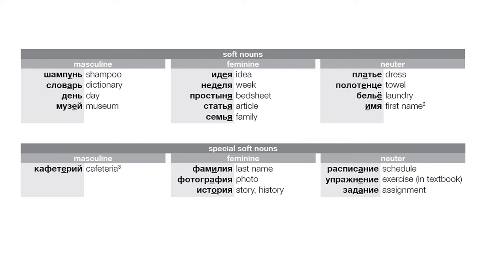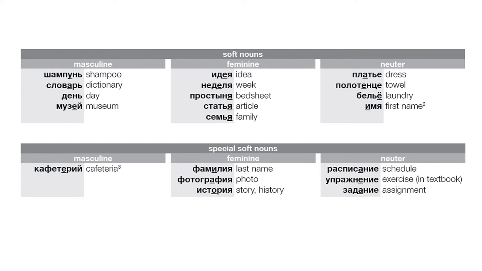The only reason we're grouping these separately is that later they're going to behave oddly in just a couple of examples. And so we won't really see why we're labeling these as special soft nouns until later. So for now, let's just note the obvious that they are soft. That's no mystery. We can tell just by looking at them. And we'll save the rest for later.